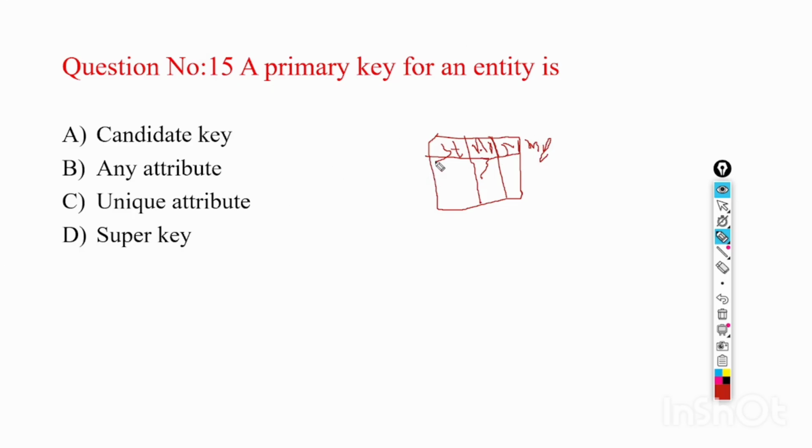In a table, is only one candidate key there? No. Sometimes there are two candidate keys also.